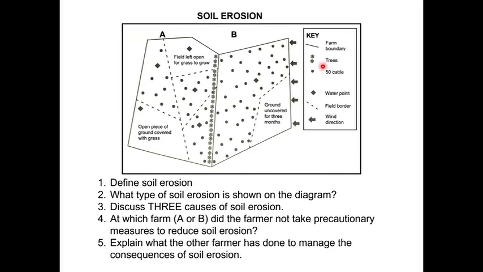Then you see trees. Okay, on the one farm, here's trees, but not on the other one. Then you see here's 50 cattle. Every dot represents 50 cattle. Whoa, here's much more, and they all are together here. Then you see water point. These diamonds are water points. Here's only one on this farm. But look at this one, more than one water point.